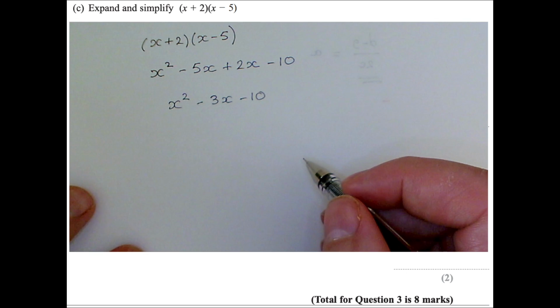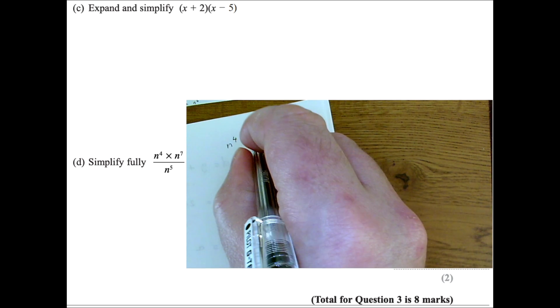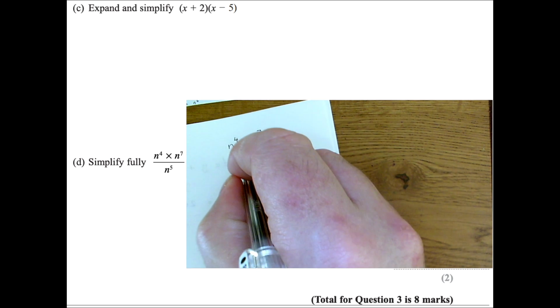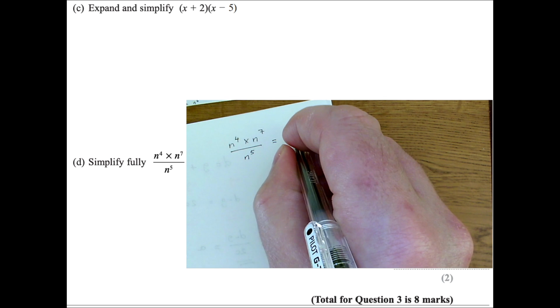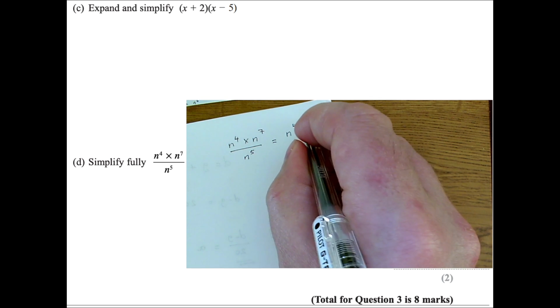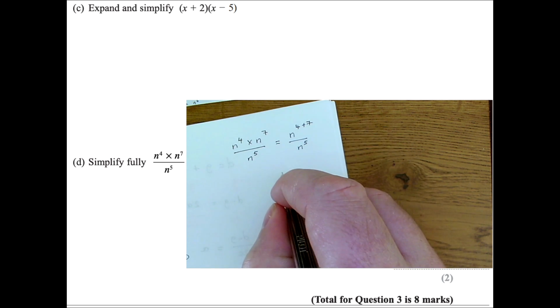Okay, and now we're going to look at the last part, which is an indices question. Let's take care of the numerator first. So n times by n times by n times by n times by another 7 n's, okay, and n times by n times by n times by n, etc. Well, that's going to be n to the power 11, isn't it? Because 4 plus 7 equals 11.